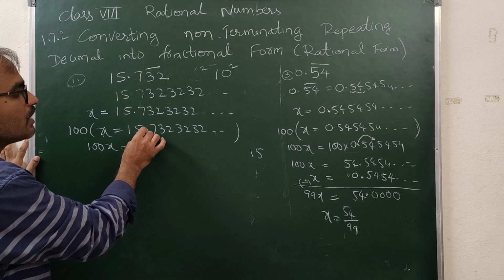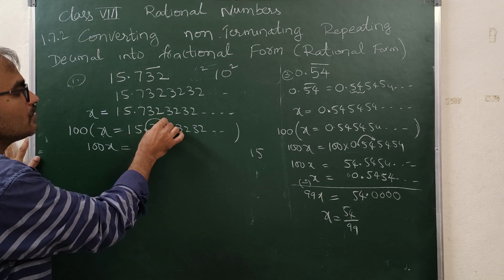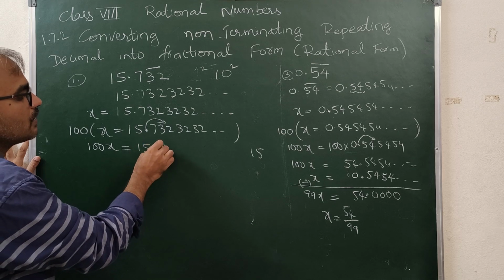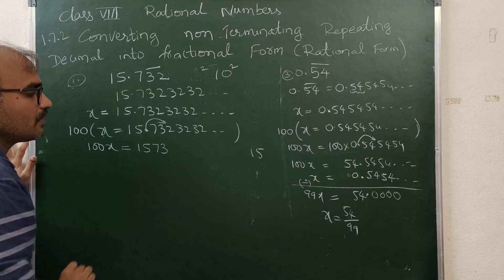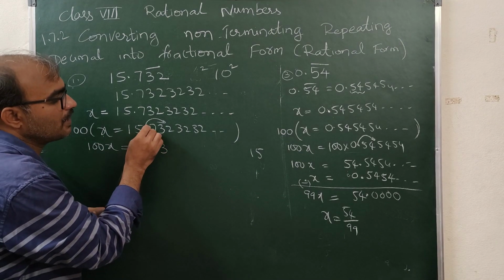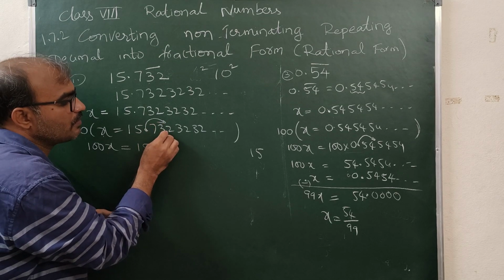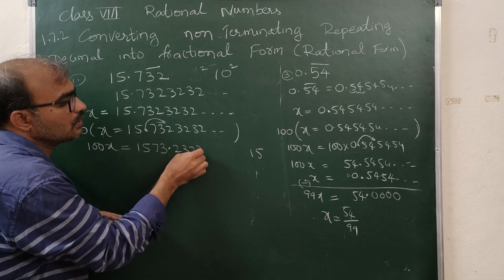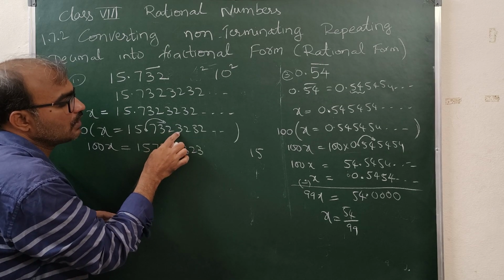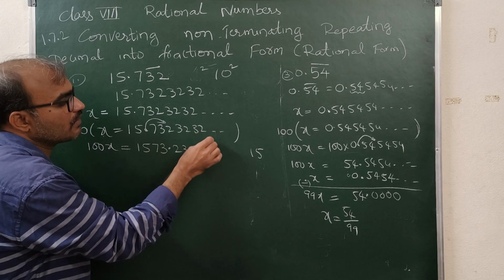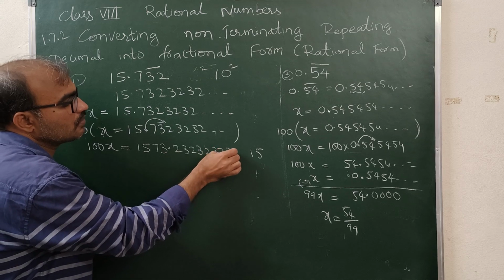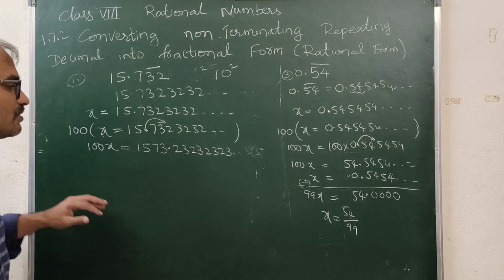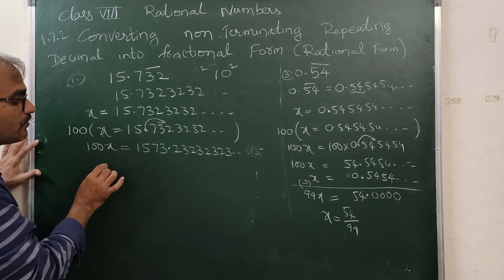So only the decimal point will move to the right side by 2 digits. So it will become 1573. Be careful here. If the point comes here, it will become 2 3 2 3. I wrote 2 3, then one more 2, and again after this 2 3 will be there. So it is becoming 2 3 2 3 2 3. It was 3 2 3 2 3 2, but now it became 2 3 2 3 2 3. Here you must be careful.